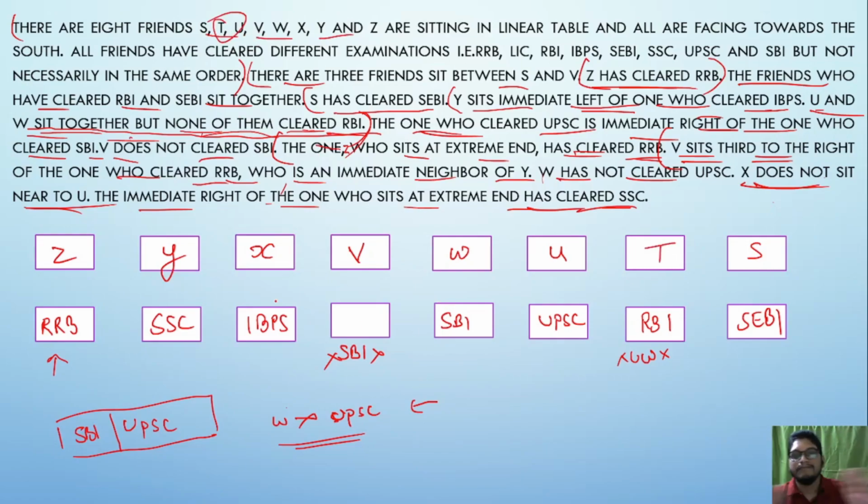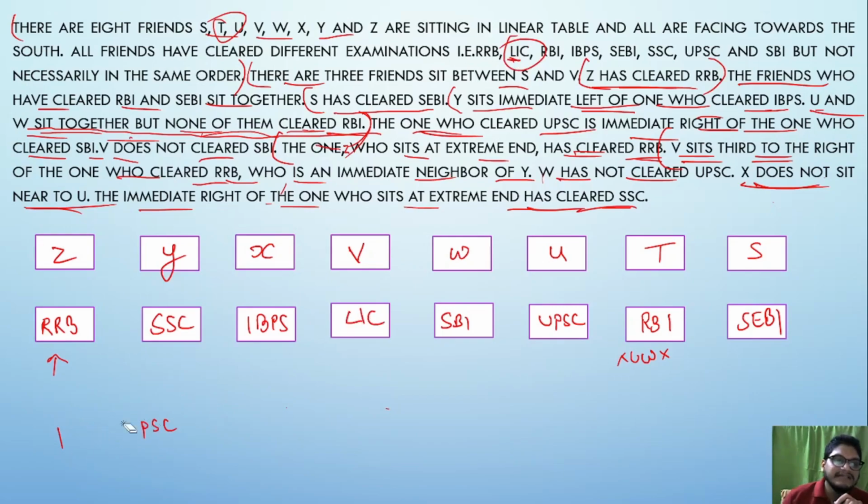I have already made the arrangement of the persons, the friends, right? Now I only require to put the one name, and that is one examination. This is LIC, right? So I was left with LIC, and I have put all the arrangements as the question was trying to say to me. In the question, whatever it is trying to say to me, I have made the arrangements.